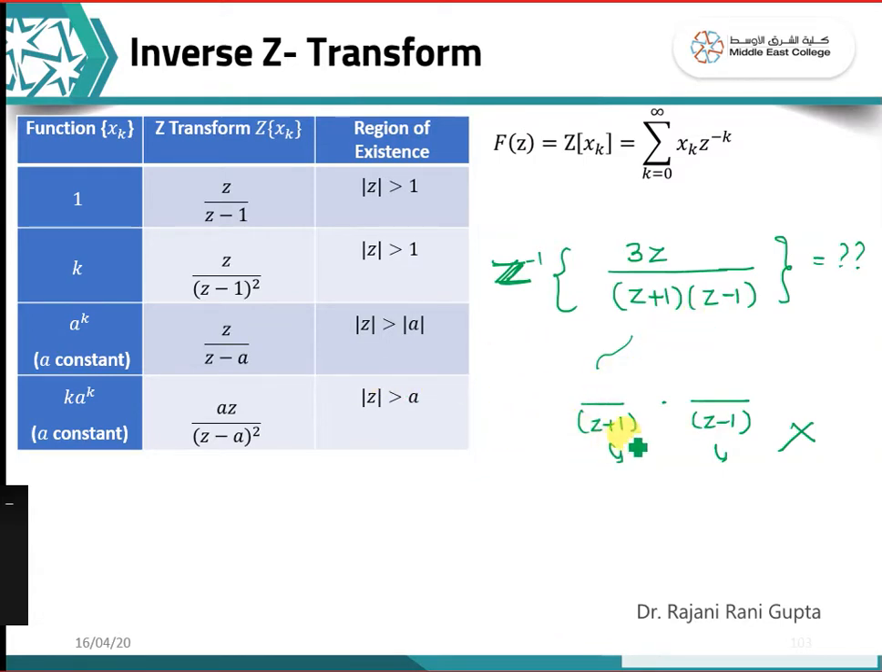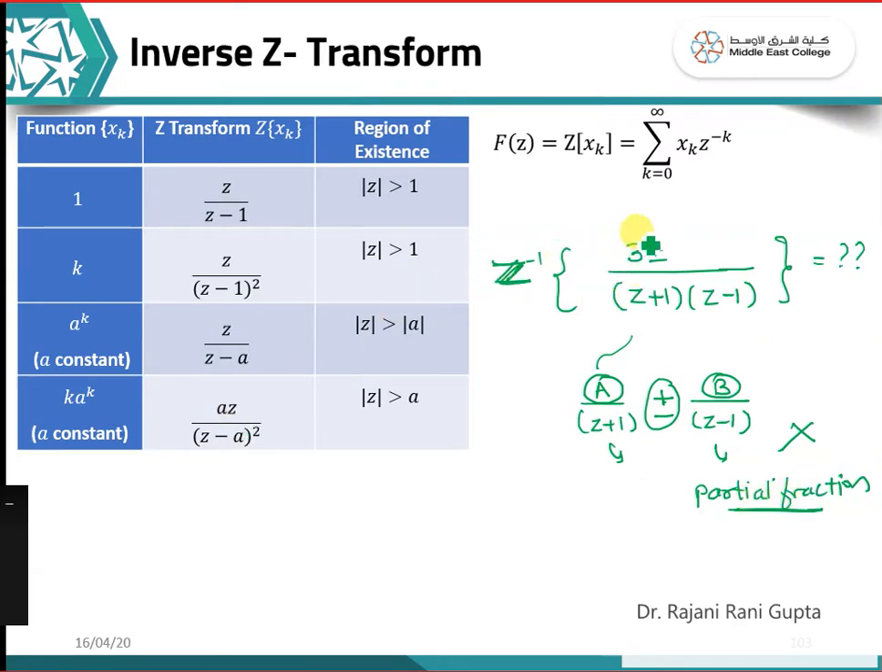So how you will work with these terms? Here we have to make use of partial fraction like we did in the Laplace transform. So you have to use partial fraction to convert it into some constant divided by z plus 1 and another constant divided by z minus 1, and in between it should be plus or minus. Use the partial fraction for that. Now the partial fraction, you can use it in the same way as we have used it for Laplace transform, but here we have just one modification.